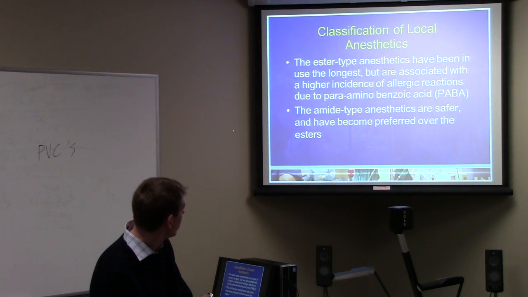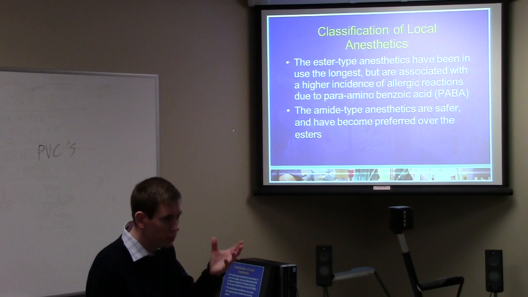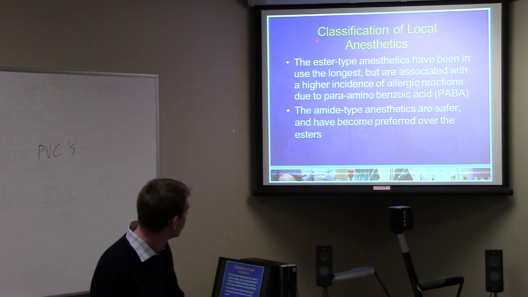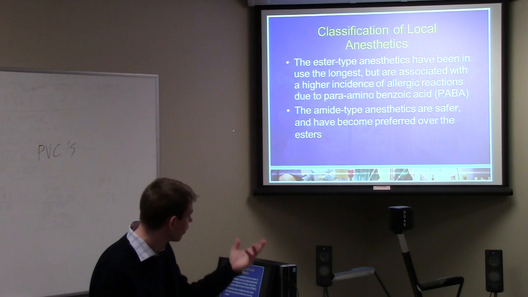With the esters, patients who have an allergic reaction to esters, which is very common, it is because of this para-aminobenzoic acid. That is the reason that they are allergic to it. So the more common and safer type is the amide. So this is an example. This would be lidocaine.